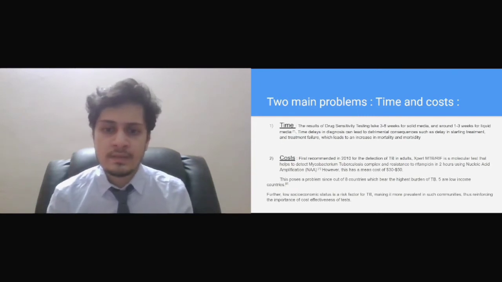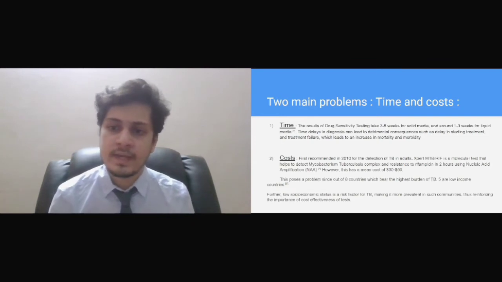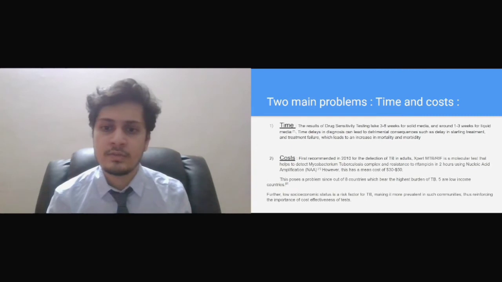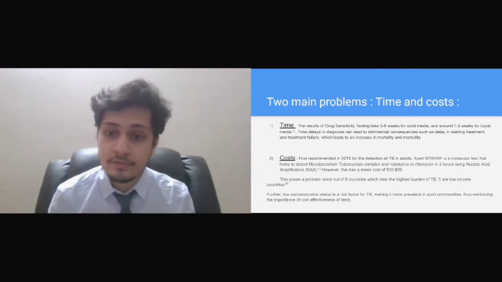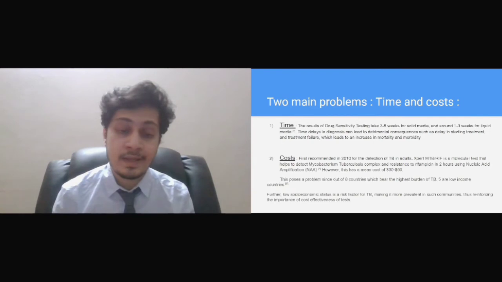Now, in 2010, the WHO recommended a method also known as Xpert MTB, which is a molecular test that helps to detect Mycobacterium tuberculosis through nucleic acid amplification, also known as NAA. However, this alone has a mean cost of $30 to $50. This poses a problem since out of 8 countries which bear the highest burden of TB, 5 of them are low-income countries.